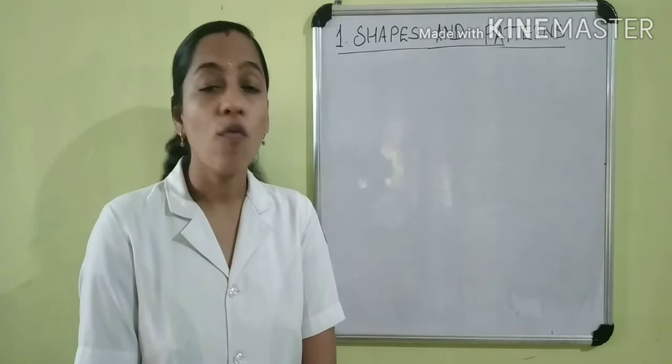Tell me children, what did you learn in the previous class? In the previous class, we have learned about solid shapes and how to trace solid shapes on paper. I hope you have practiced it. Right, children? Yes. So, today, let us learn about roll and slide.